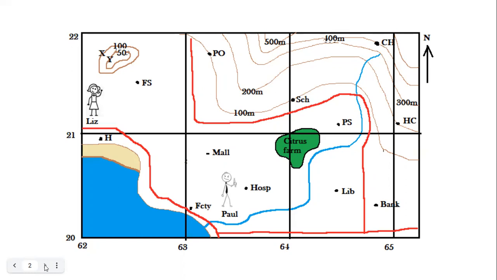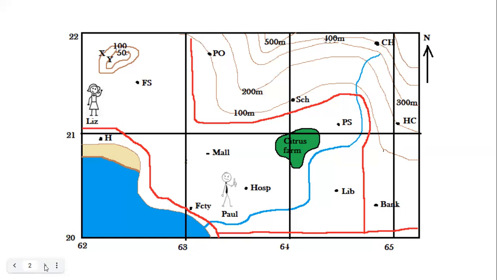We want to give the 4-figure grid reference of Liz's location. In which grid square is Liz located? Now, notice Liz is found within a square. She's completely surrounded by a square. There is an easting line to her left. There is an easting line to her right. There is a northing line below her, and there is another northing line above her.